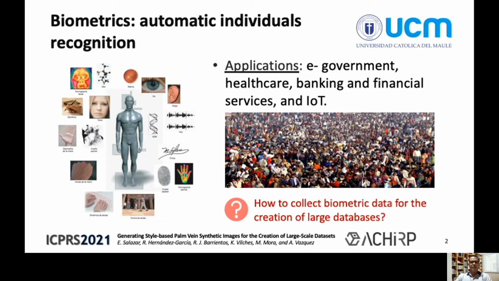Furthermore, there is the difficulty of finding a large number of people willing to share their characteristics because of concerns about privacy violations. Thus, the problem or question is how to collect biometric data for the creation of large databases.